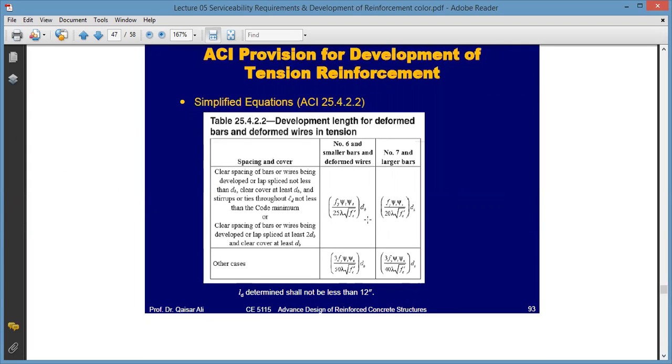So this equation can be further simplified. For number 6 and smaller bars, the equation can be written like this, and for number 7 and larger bars, it can be written like this. Here is 25 and here is 20.